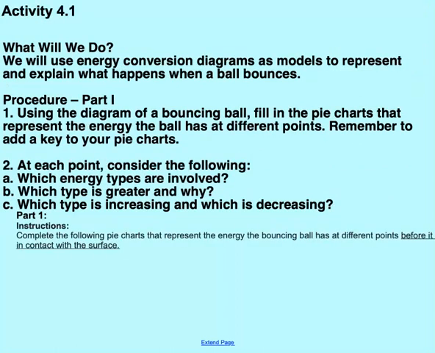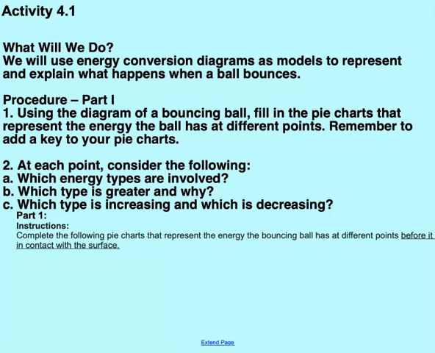So here were the directions. Using the diagram of a bouncing ball, fill in a pie chart that represents the energy the ball has at different points. Remember to add a key to your pie chart. At each point, consider the following: which energy types are involved, which type is greater and why, and which type is increasing and which is decreasing.